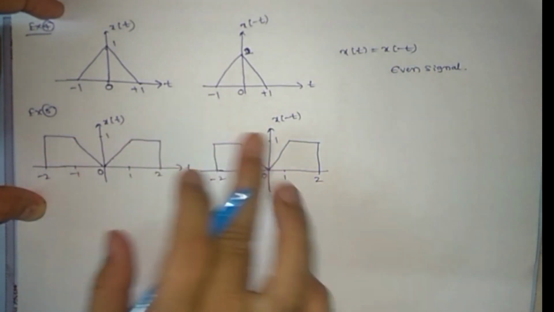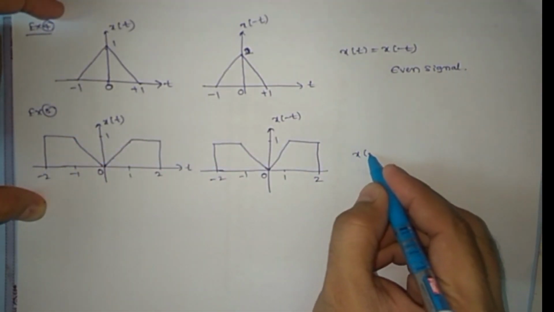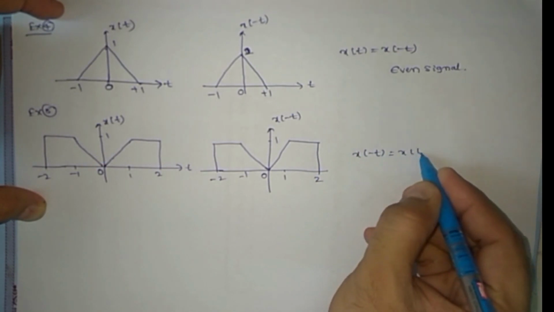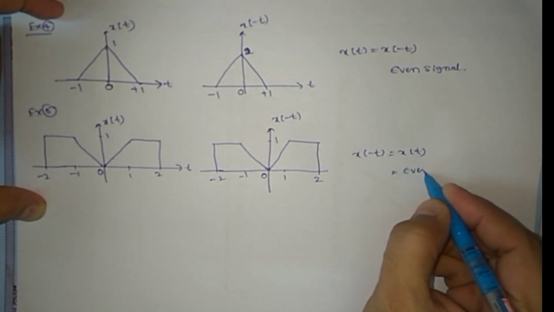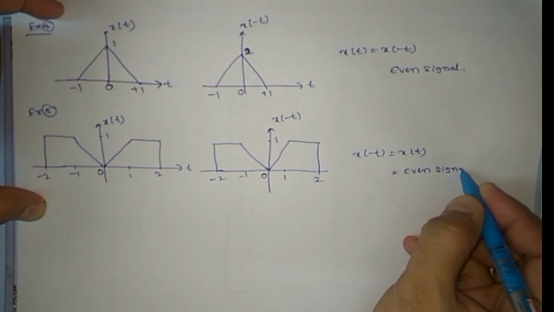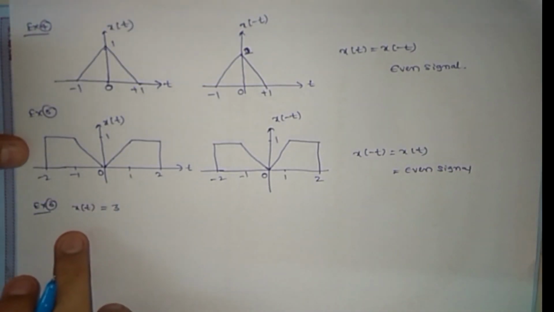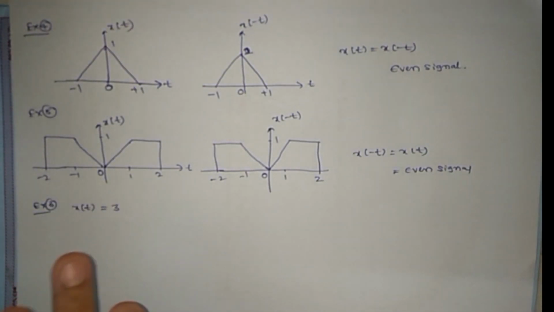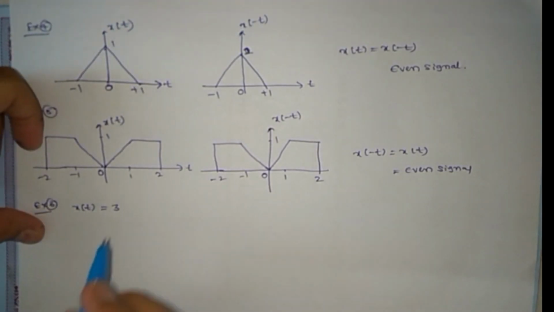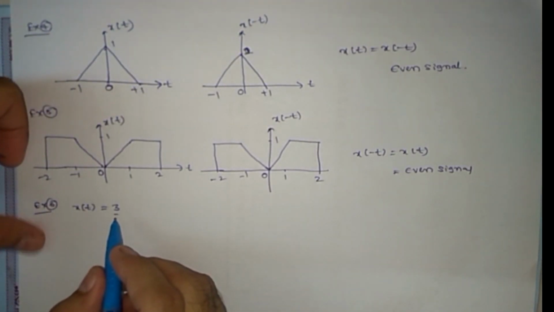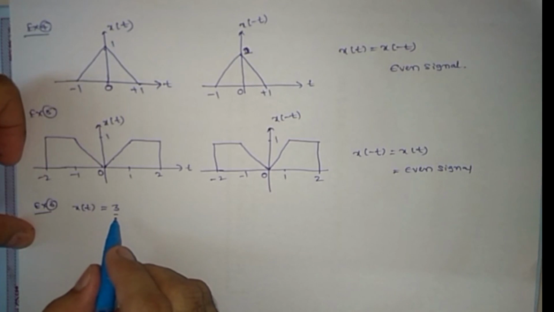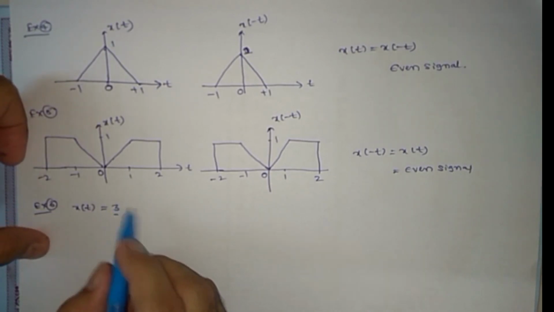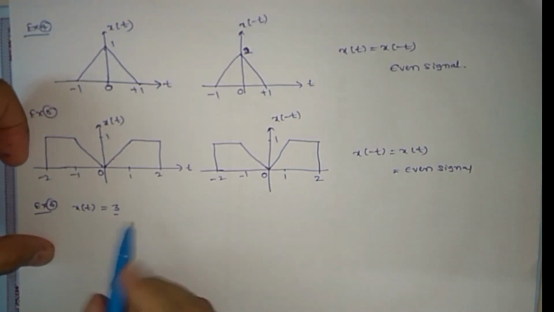So still you got x of minus t equal to x of t, right? So this is also an even signal. Let us see example 6. x of t equal to 3. Is it an even signal or an odd signal? It is an odd number, right? But in terms of signal we are asking, not number. So 3 has been given.